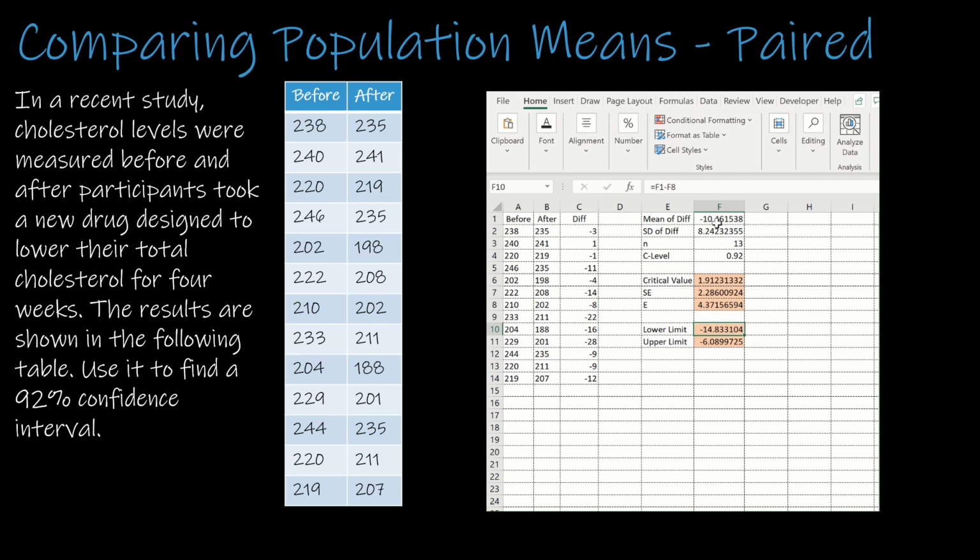So big question, what does that mean? So there's two parts to our conclusion. Our conclusion would be I'm 92% confident that the participant's cholesterol level has decreased between 14.8 and 6.1 points. Because 0 is not contained in our interval, we can conclude that this cholesterol medication is effective.